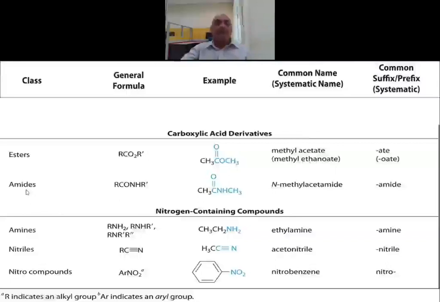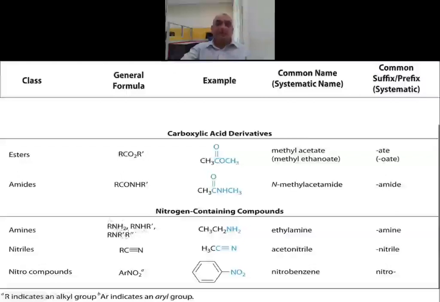Amides: when we have this amine group in a compound, we can say this is an amide. Nitrogen containing compounds: here we have amines, nitriles and nitro compounds. Here you can see we have 3 types of amines: primary amine, secondary amine and tertiary amine.